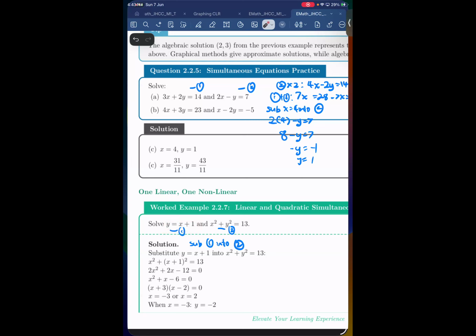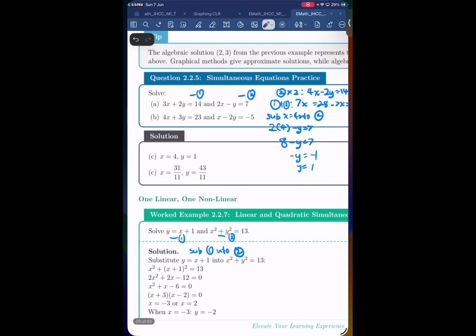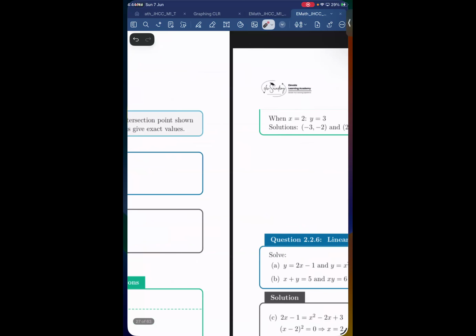In this case, x squared plus y squared equals 13. So I plug in y equals x plus 1, then I simplify. You'll see it's a quadratic equation, x squared plus x minus 6, and the roots are minus 3 or 2. But if you solve x already, you're not done yet. You need to solve for y. So when x is minus 3, y is minus 2, and when x is 2, y is 3.